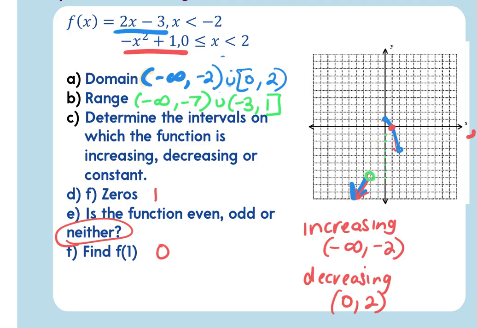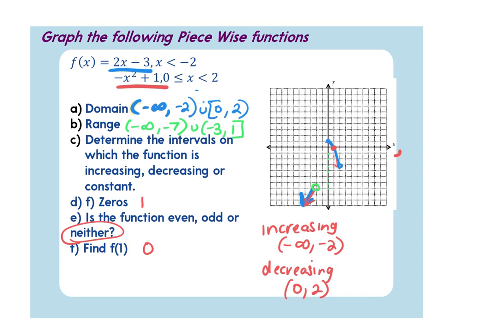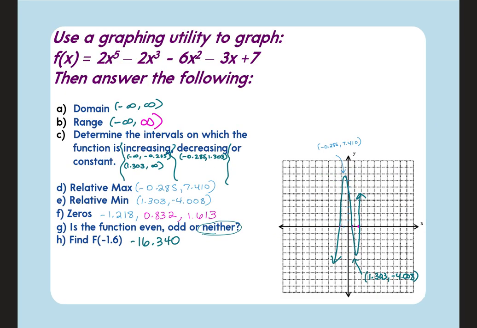Nico, can you scroll down to the decrease? 0 to 2. And was the other one when it was even, odd, or neither? There's no symmetry there, so it's neither. For the first one? Oh, also none. Yep. All right, so let's go through.